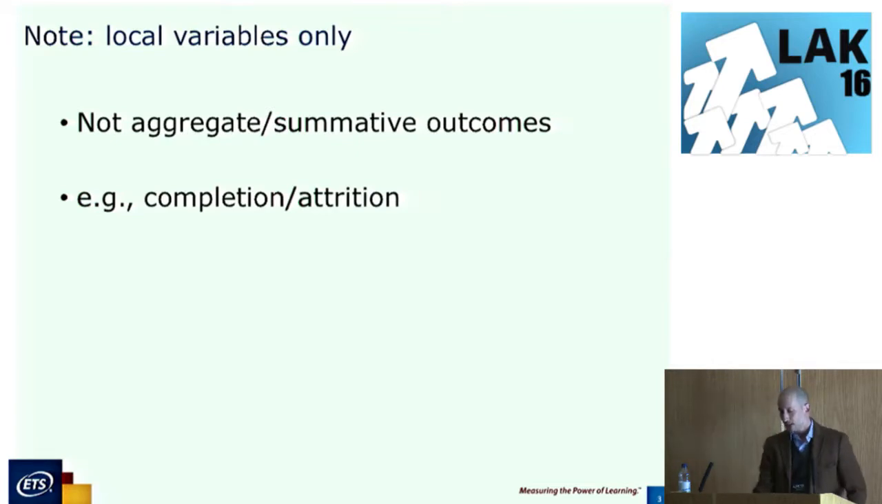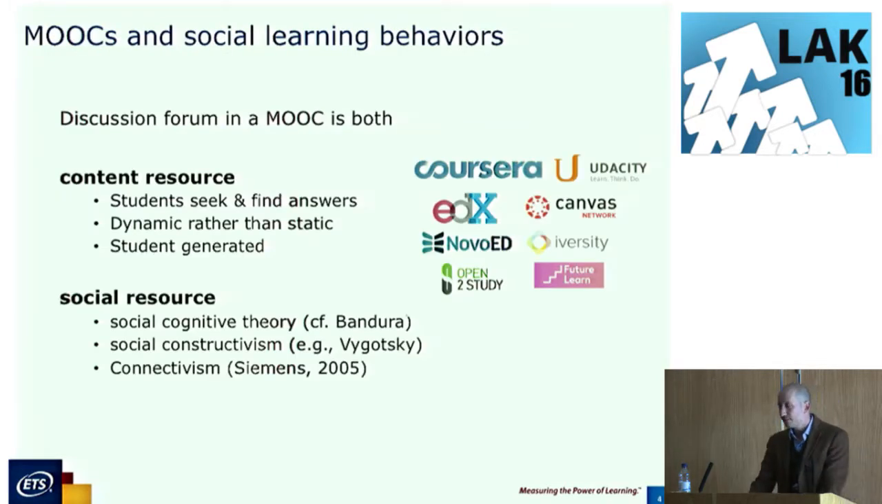So in the case of MOOCs, if you're thinking about a massive open online course and what social learning behaviors look like, different courses have different affordances for social learning, but the one that is common to pretty much all online courses is some sort of a discussion forum. And what I want to say is that the discussion forum is, of course, two different kinds of resources at the same time. On the one hand, it is a content resource, which is to say a lot of the ways students use discussion forums is to try to find out answers about what's expected of them in the course or how to do the homework assignment in week 3.